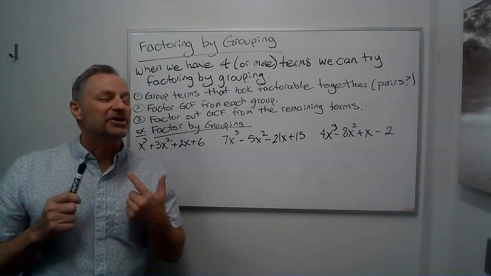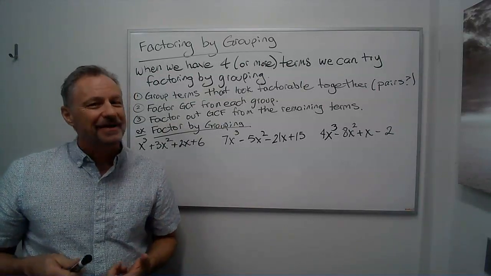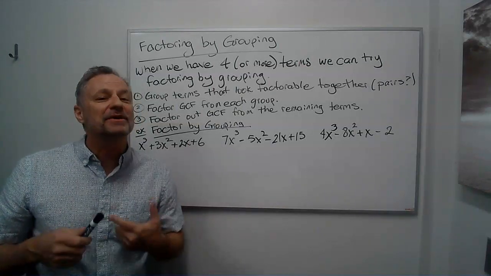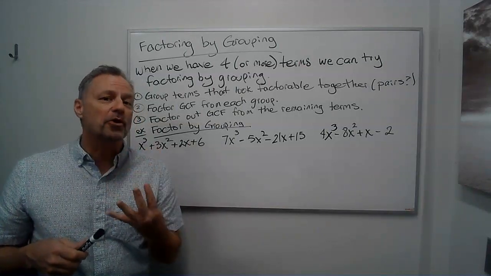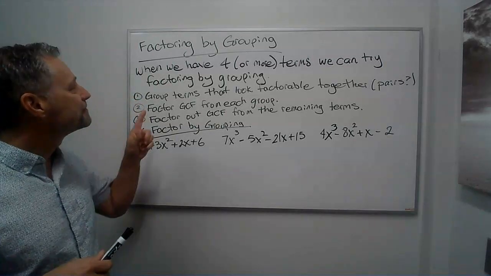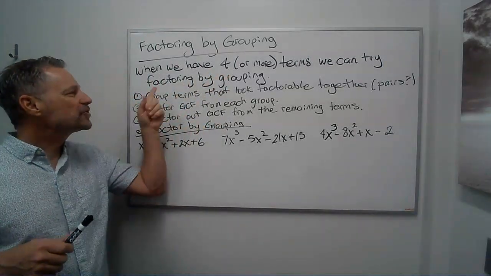Professor Monty. We're going to look at factoring by grouping. When do we factor by grouping? Well, typically when we have 4 or more terms. Okay, so when we have 4 or more terms, we can try factoring by grouping.